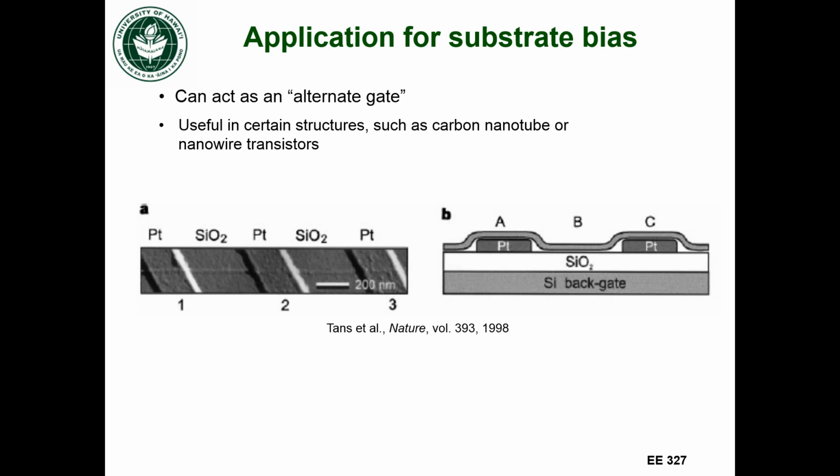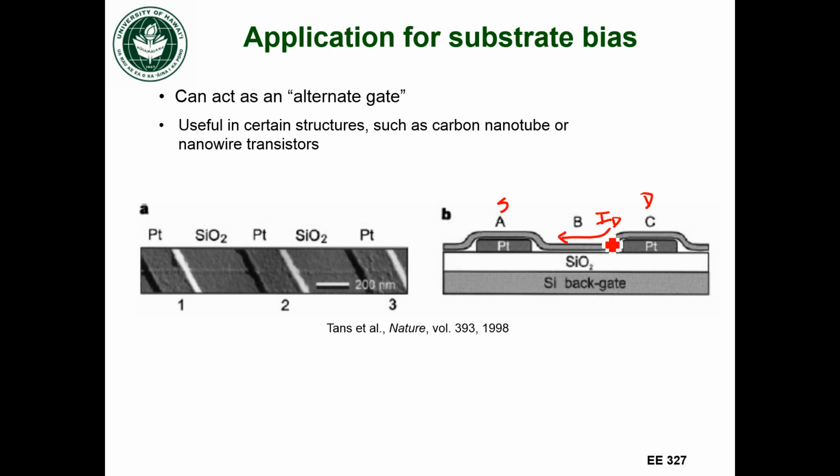So here's my source, here's my drain. I'm trying to make current run through the carbon nanotube, but I want to be able to control that current. In order to control that current, I need to control the electric field that the carbon nanotube sees. So normally, if this was a MOSFET, on top of this I would need to think of this as my source electrode. This is my drain electrode.